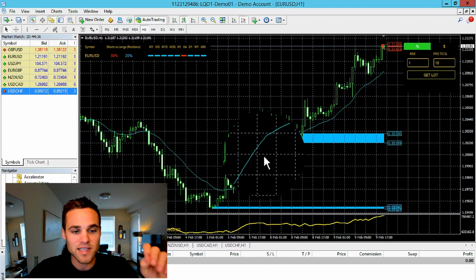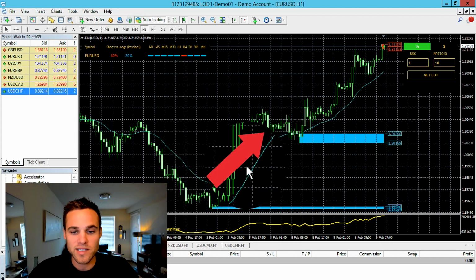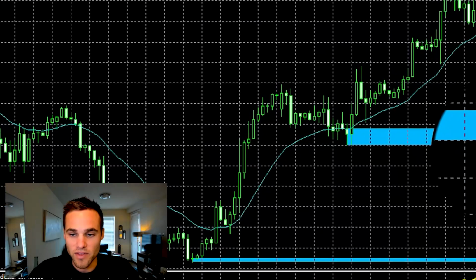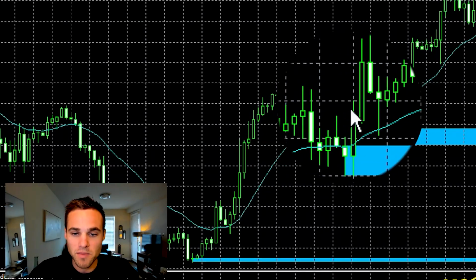Okay, so with that being said, let's look at a couple. Obviously, we can see here, this is clearly in an uptrend. We see the area here. This is a key area here, and we see momentum coming off here.